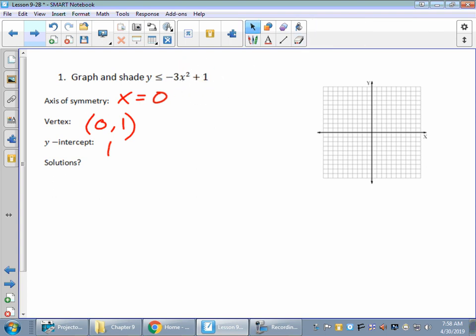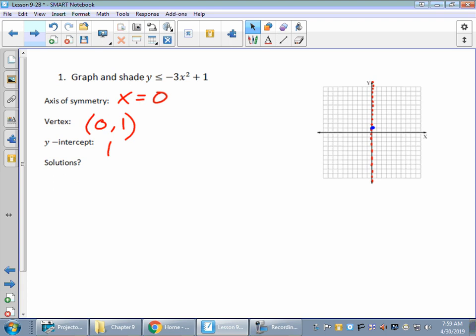But if I just plot the points I have, I know my axis of symmetry is x equals 0, so that's the dotted line right through the y-axis, where x is 0. And I have a vertex at 0, 1, so 0 on x, 1 on y. My y-intercept is 1, that's already there, so it didn't help me, and I really can't use a mirror image point. So I need some solutions.